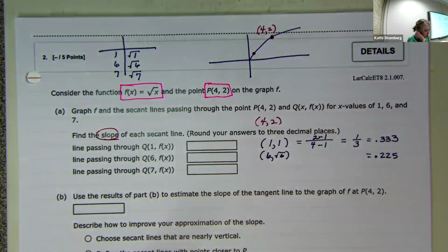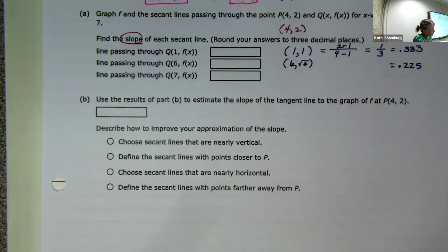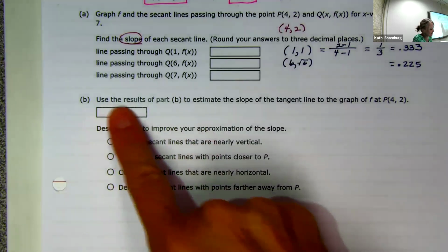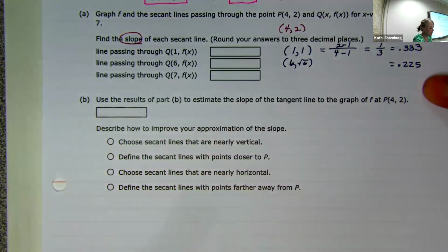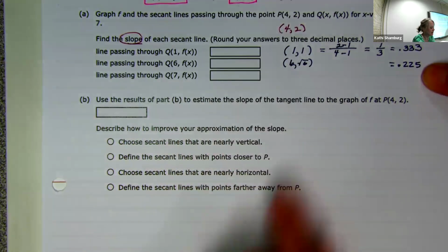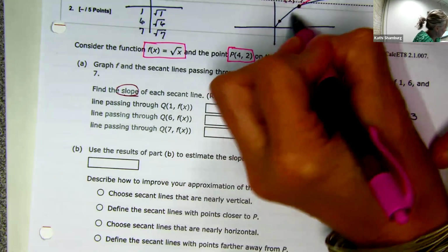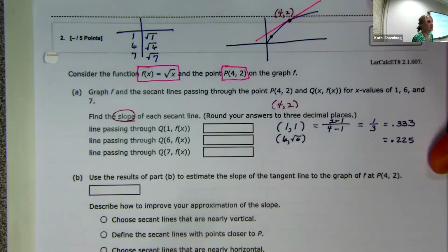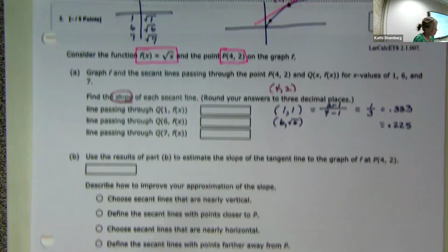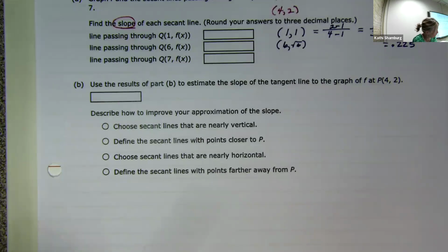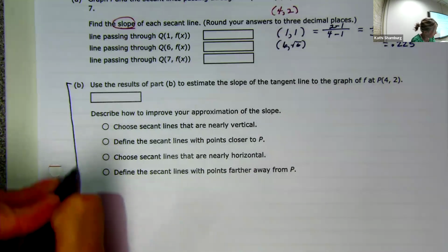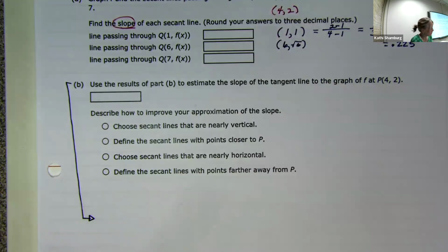Now I don't love how they do this. It's asking you to see what is happening as it approaches this. Here would be my tangent. Ultimately, it's wanting to know the slope of the tangent line. Let me show you how to find that one. I don't love how they do that.